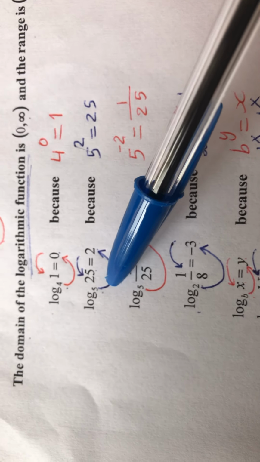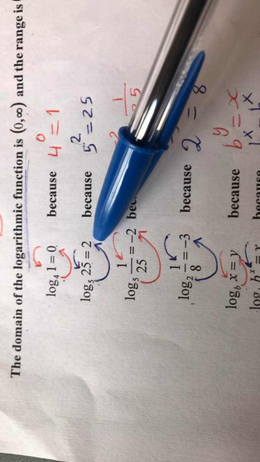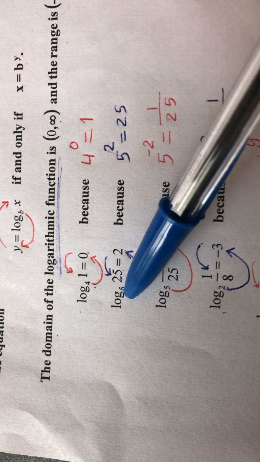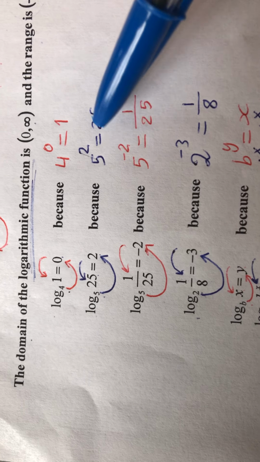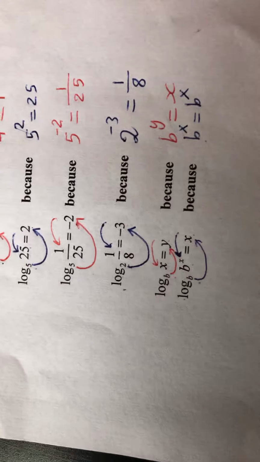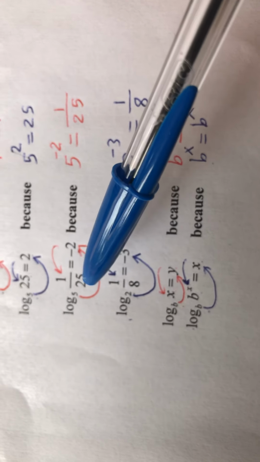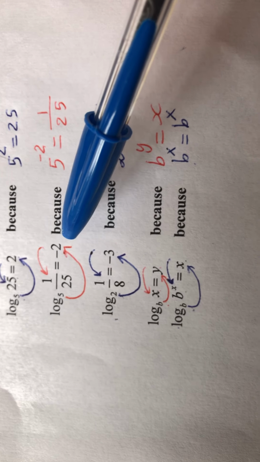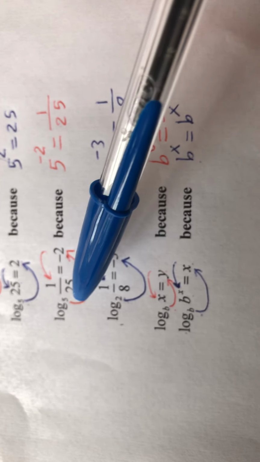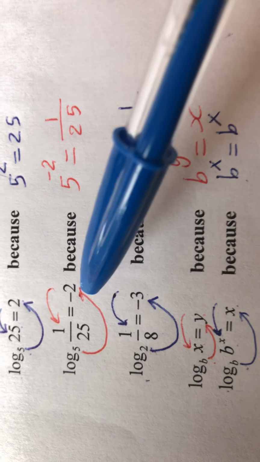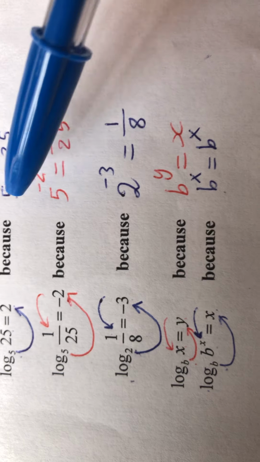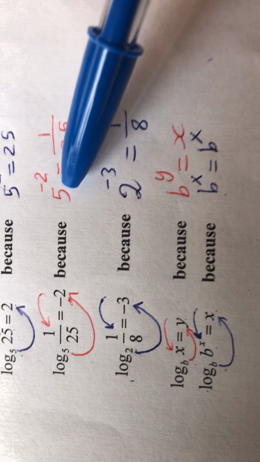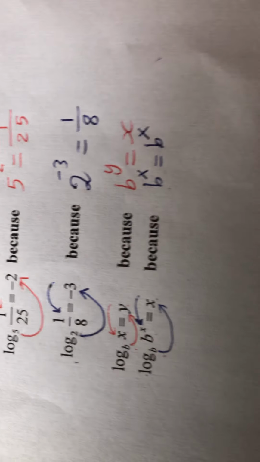Log with base 5 of 25 equals 2, because here the base is 5. So 5 to the power 2 equals 25. So 5 squared is 25. And so on. Log with base 5 of 1 over 25 equals negative 2, because we start from the base, here 5. So 5 to the negative 2 equals 1 over 25. So 5 to the negative 2 is 1 over 5 squared, and 1 over 5 squared is equal to 1 over 25.